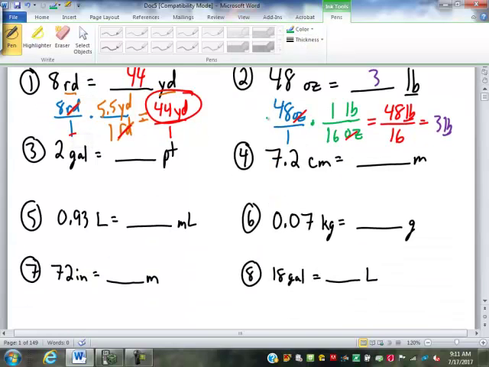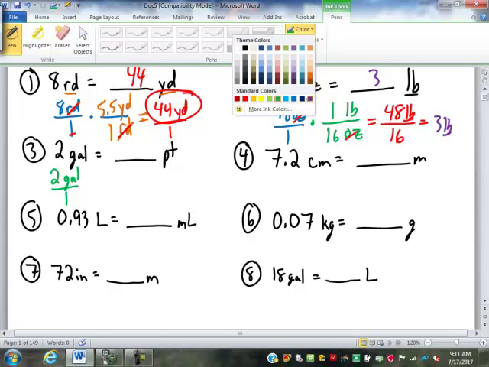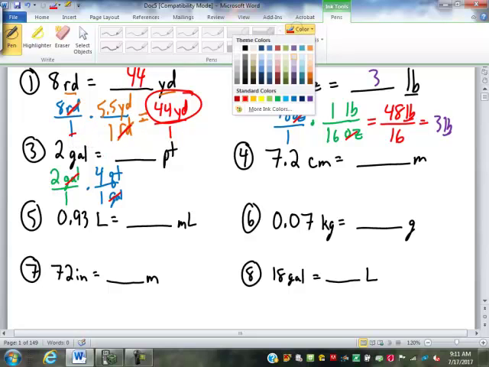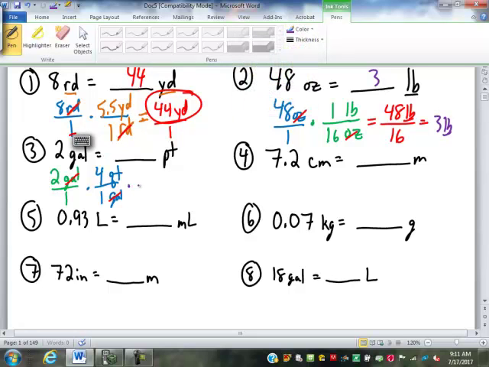So then here, 2 gallons. This one's a little bit tougher. We got 2 gallons, we put it over 1. We are getting rid of gallons, so we're going to put gallons on bottom. But when we look it up, we don't have a direct relationship from gallons to pints. We have gallons to quarts. 1 gallon is 4 quarts. That'll cancel out the gallons, but right now what we have left is quarts. So we have to get rid of quarts.